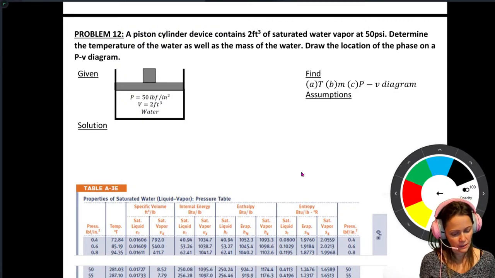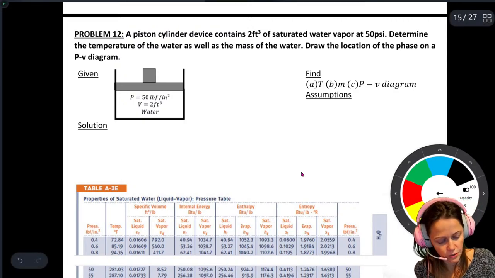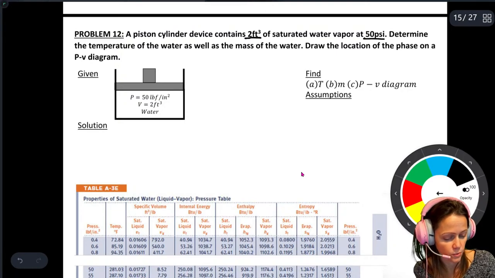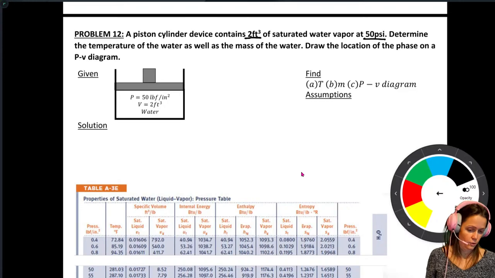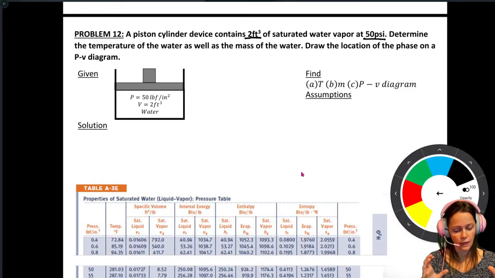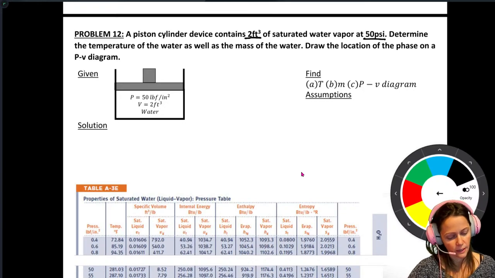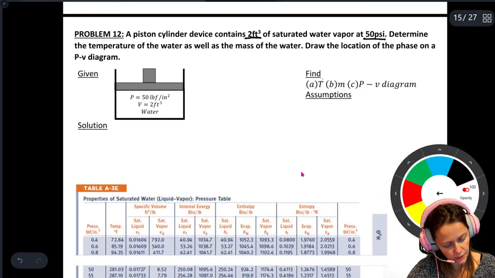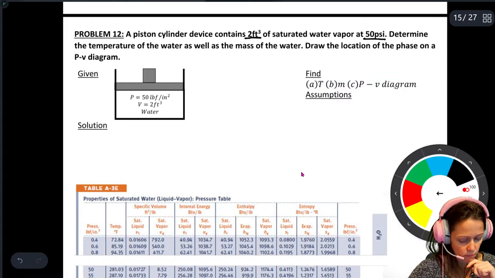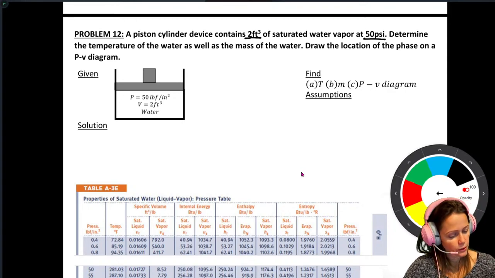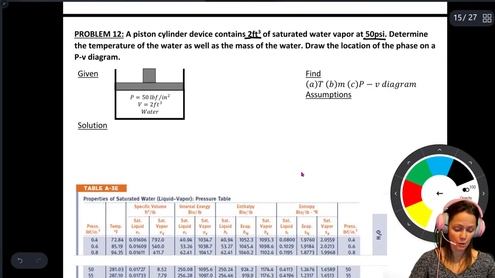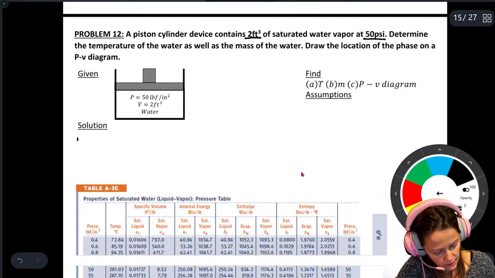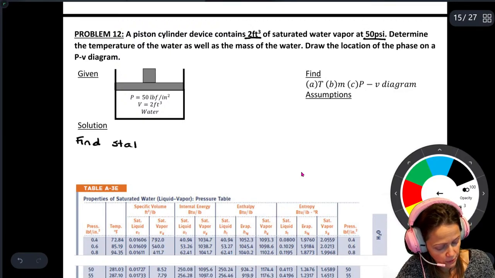So for the properties that I've got, you want to make sure that you define all those. If it's a process, you want to make sure that you put little subscripts, like this is P1 as opposed to P2, but we're just looking at one particular state here, so there's no need for that. And we want to find the temperature, the mass, and then draw it on a P-v diagram. So first things first, because we're trying to find properties, the first thing that we need to do is find the state, because that's going to tell us what tables to look into.